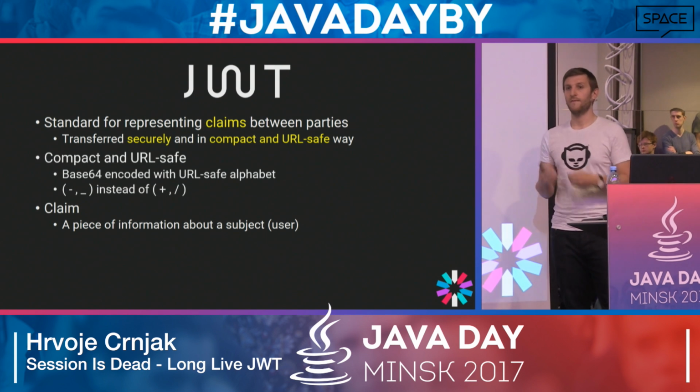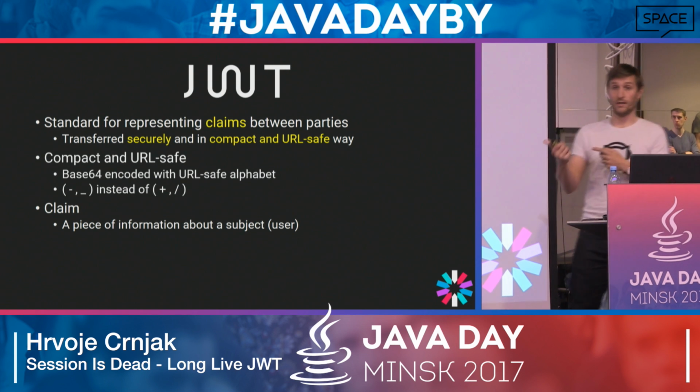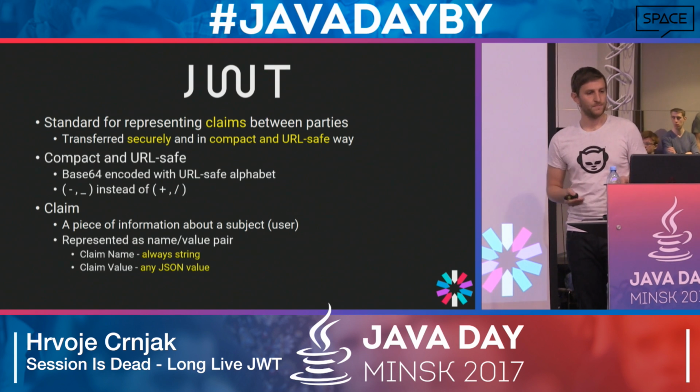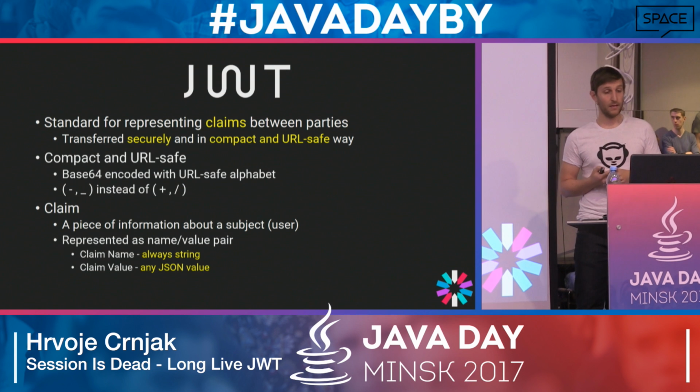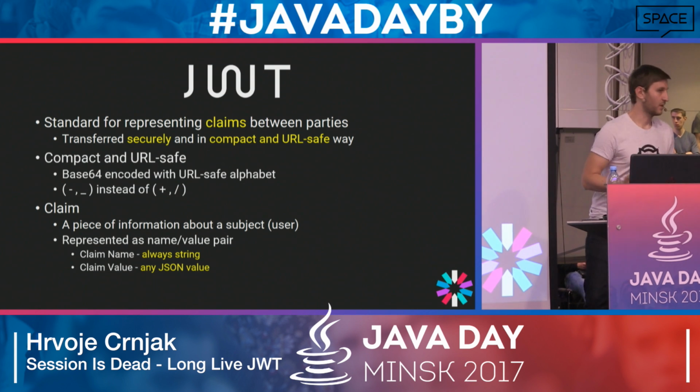So for example, if we have a user named John, then his username would be one claim, his email would be another claim, and I don't know, his ID would be a third claim, okay? And these claims are represented as name-value pairs, with the name always being a string, and the value any JSON value. That's why it's called JSON Web Token, right?